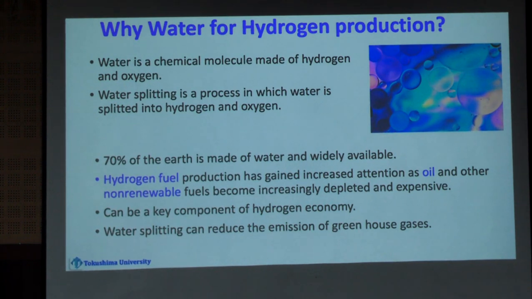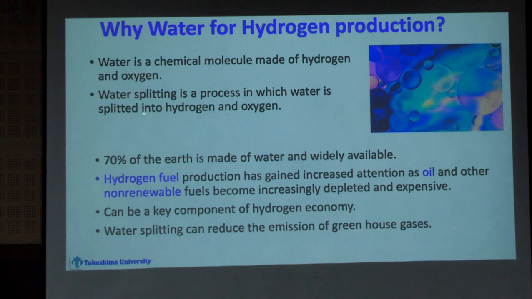Now, we want to create hydrogen production. Why water? Why only water? Because water is widely available. Of course, water is made up of H2O, hydrogen and oxygen. Since water consists of hydrogen and oxygen, and we are looking for hydrogen, we will choose water. We are not interested in oxygen. So water is chosen because water consists of hydrogen, and our target is to create hydrogen.